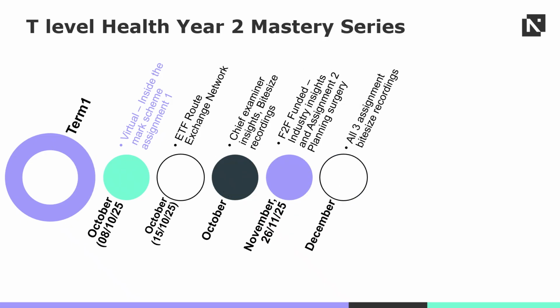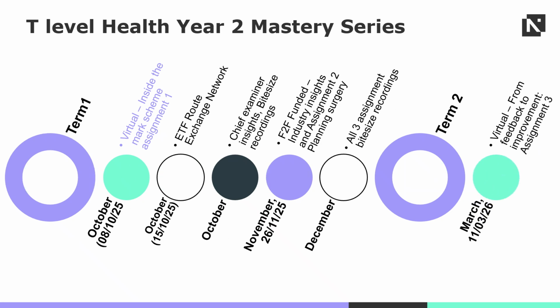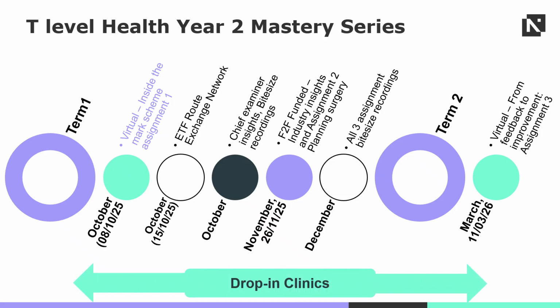Then in December we have all of the assignments. So assignments 1, 2 and 3, I will be publishing recordings on these onto our YouTube playlist. And then finally in term 2, we have our final Year 2 event, which is helping for the final 2 months, from feedback to improvement for assignment 3. So really focusing on how we can get the students really prepared for the final assignment in June. Throughout this whole academic year, I have drop-in clinics every month, so please do join me on these sessions with any questions that you have.